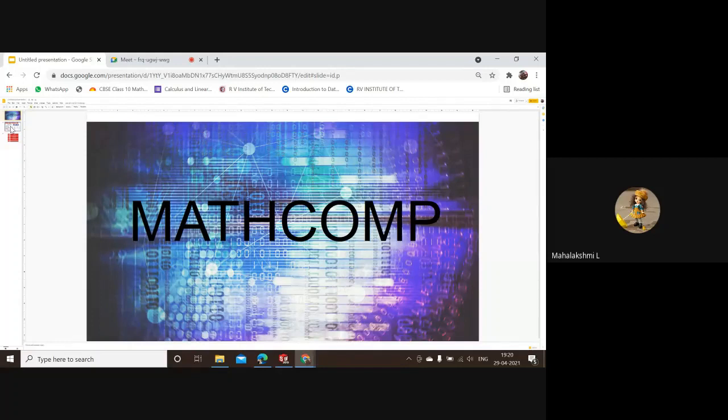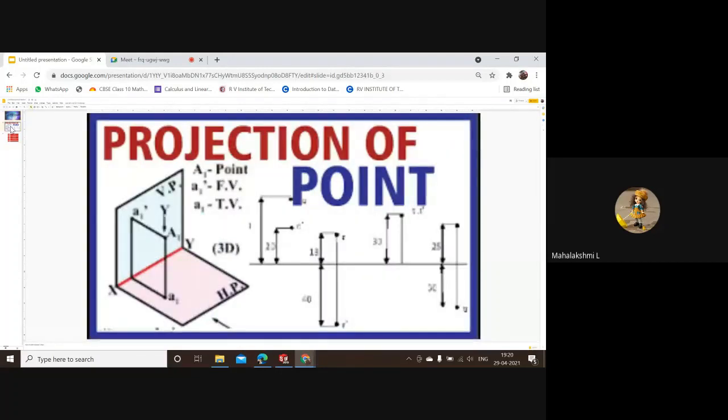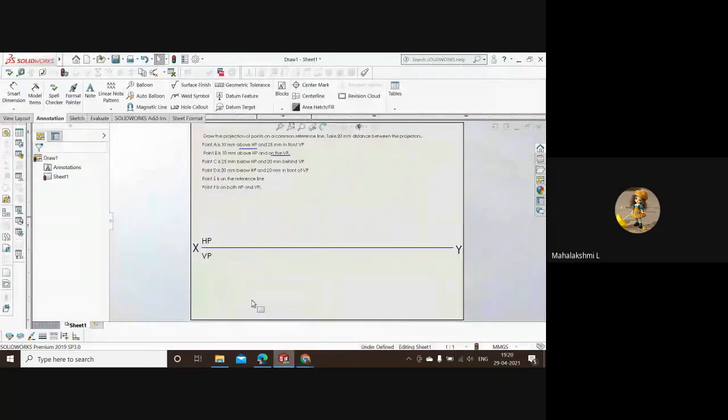Today I will be doing a problem on projection of points, which you'll be studying in your first year engineering graphics subject. So come on, let's start. So here is a question on projection of points. Draw the projection of points on a common reference line. Take 20 mm distance between the projectors. So let's do the points one by one.